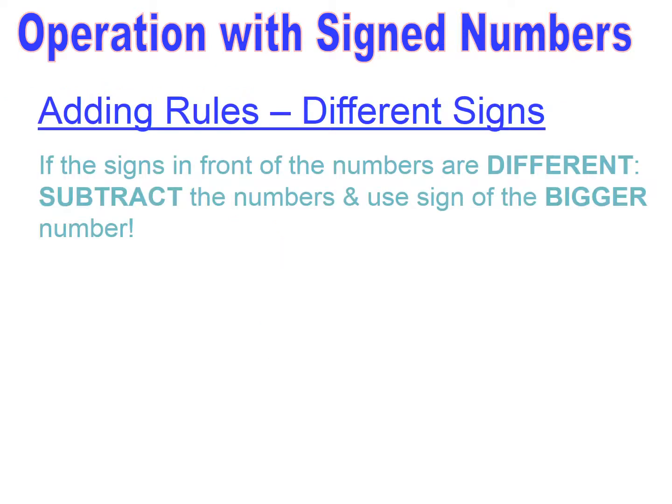Now the adding rules for different signs. When we have different signs, if the signs in front of the numbers are different, you're always going to subtract the numbers and use the sign of the bigger number. Now the key thing here is, whenever you subtract numbers, you always have to subtract the smaller number from the larger number, even if the larger number has a negative sign. And then you determine what the answer sign would be based on the bigger number.